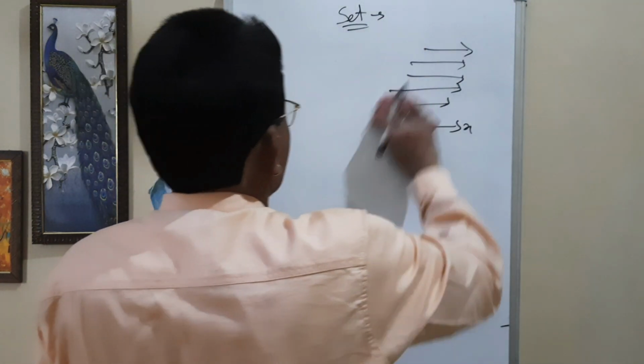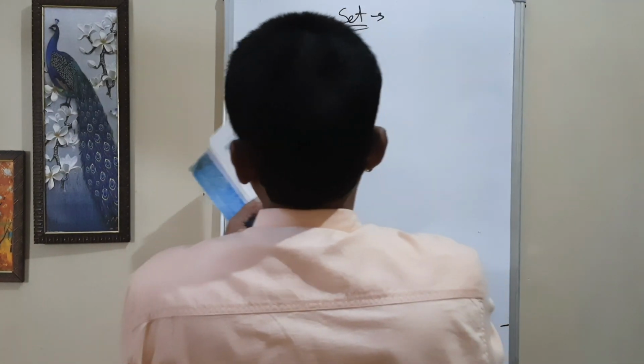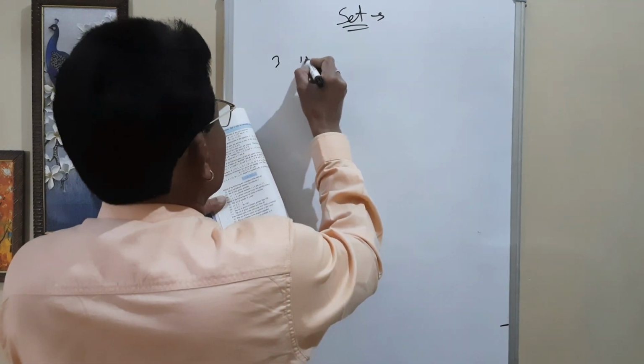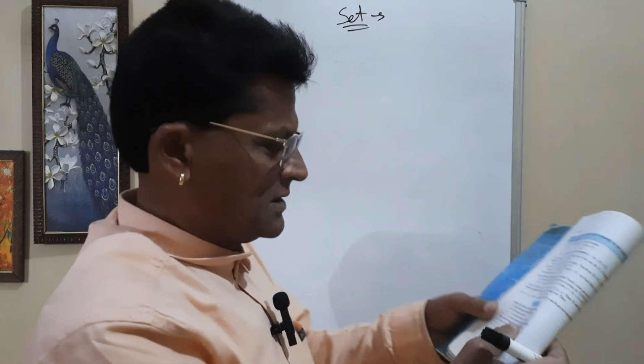Question number 3, second part. What will be the second part? The set of letters in the English alphabet. You know how many alphabets are there in the English. That is why it is clear to you that it is a finite set. All the letters you can enclose inside the braces.